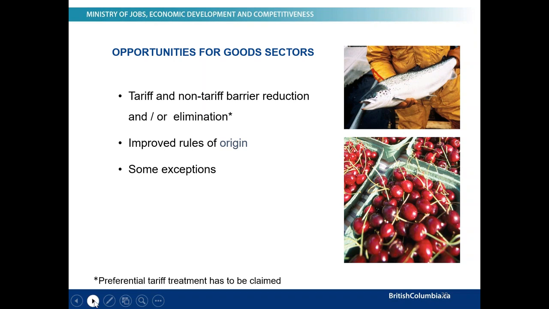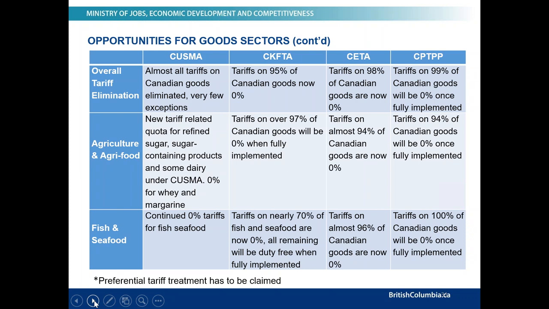Moving to the next slide, if you have a quick look at this table, you will see the overall tariff elimination for four trade agreements. First is the CUSMA, then the Canada-Korea Free Trade Agreement, the Free Trade Agreement with the European Union, and then the CPTPP. We've also put out some information to show you the tariff elimination for specific sectors. For CUSMA, the elimination of almost all tariffs on Canadian goods is maintained. For the Canada-Korea Free Trade Agreement, tariffs on 95% of Canadian goods are now reduced to zero. For CETA, 98% of tariffs are now reduced, and it will be 99% over time. For the CPTPP, when it is fully implemented, 99% of tariff lines will be duty-free.